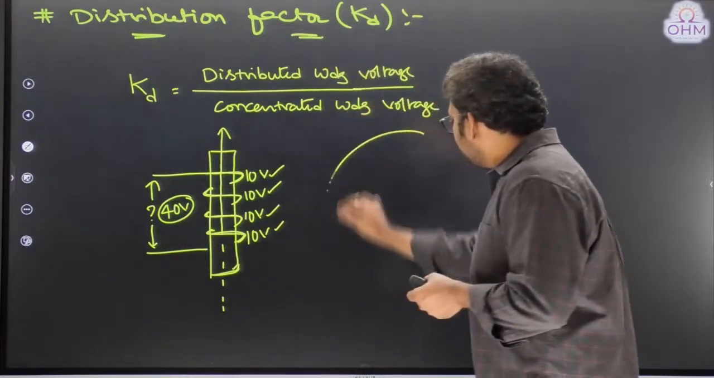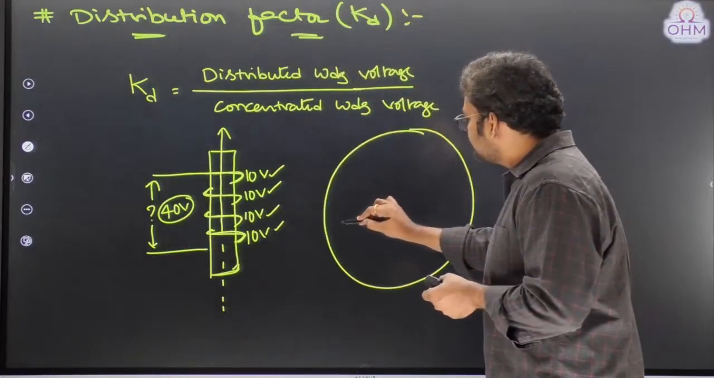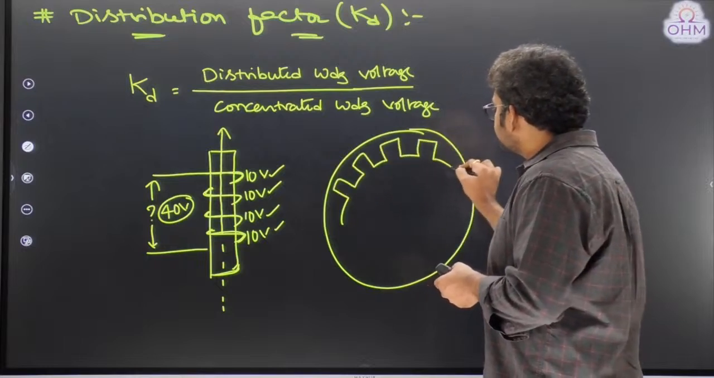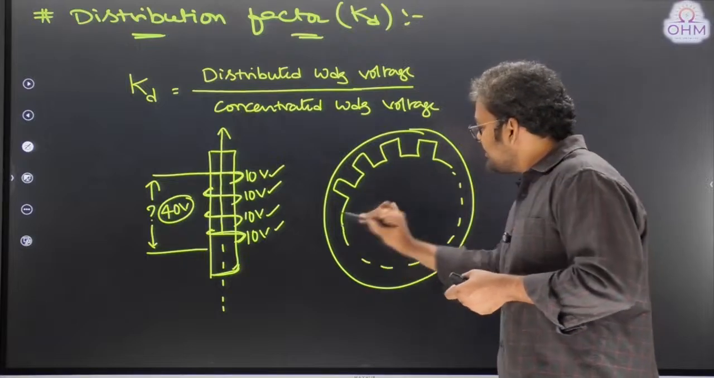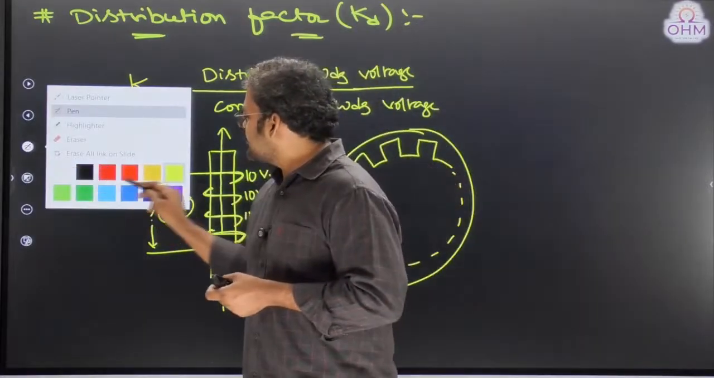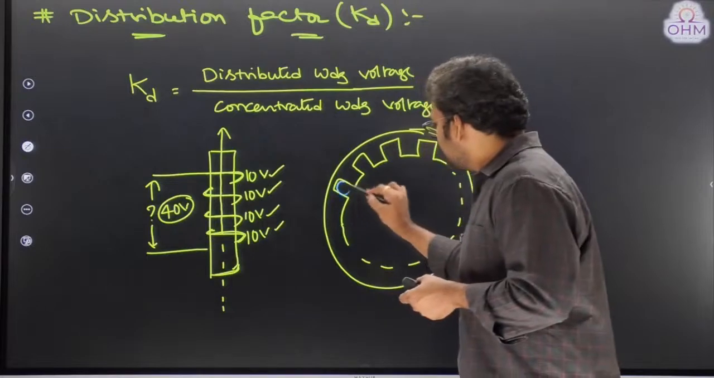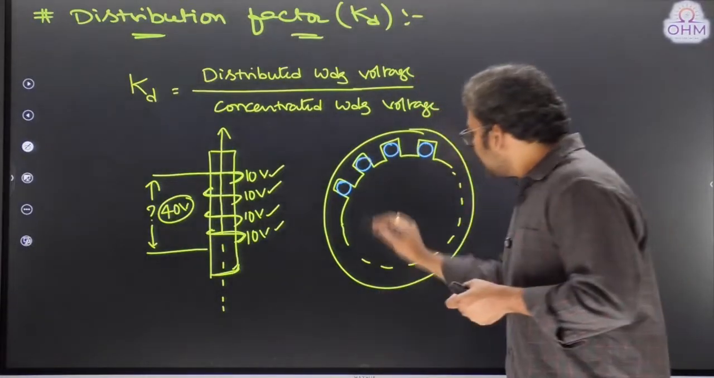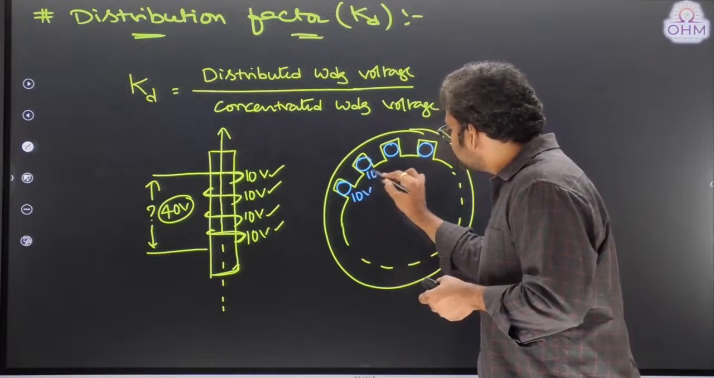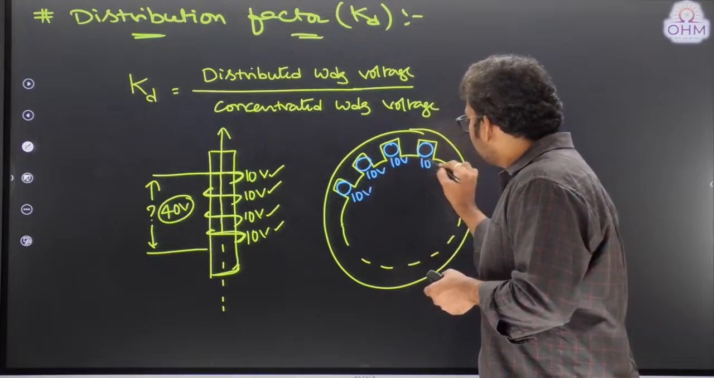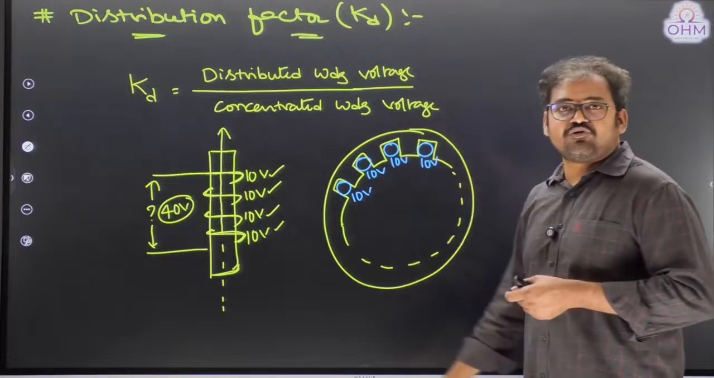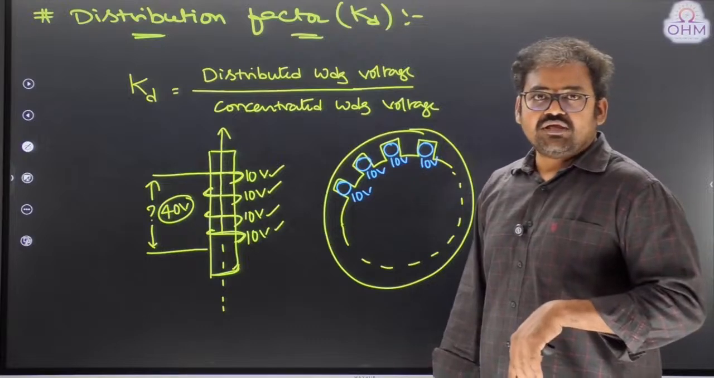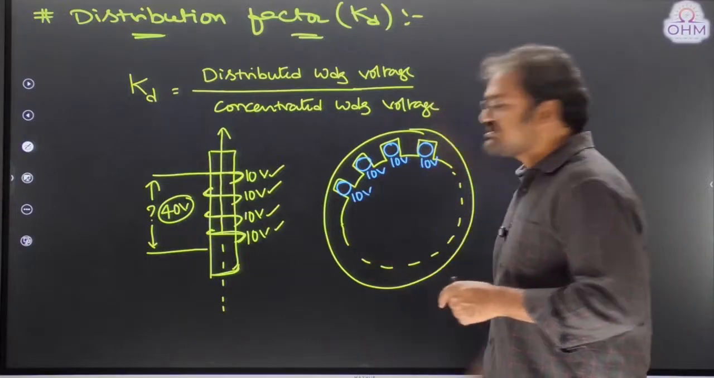On the other hand, let us say we have a distributed winding where conductors are placed in a number of slots like this. Let us say I have one conductor in the first slot, second conductor here, third conductor here, fourth conductor here. All conductors have 10 volt only. Now what is the resultant voltage of all these four conductors together? It is not 40, it is less than 40. Because you can't add the voltages algebraically.